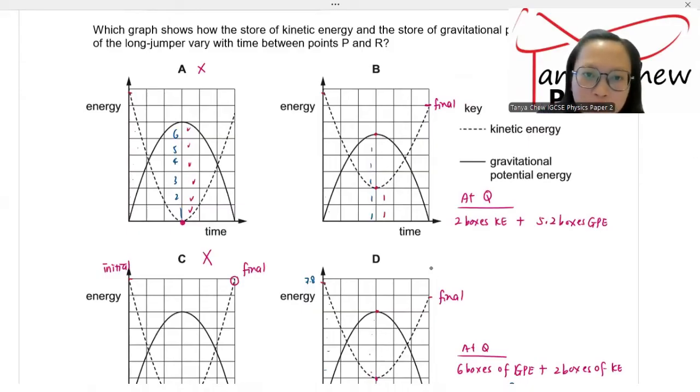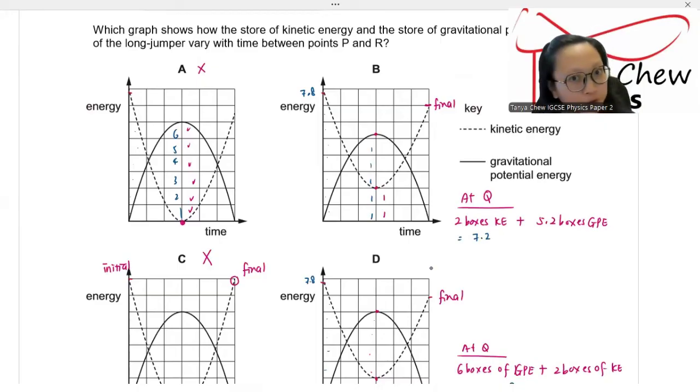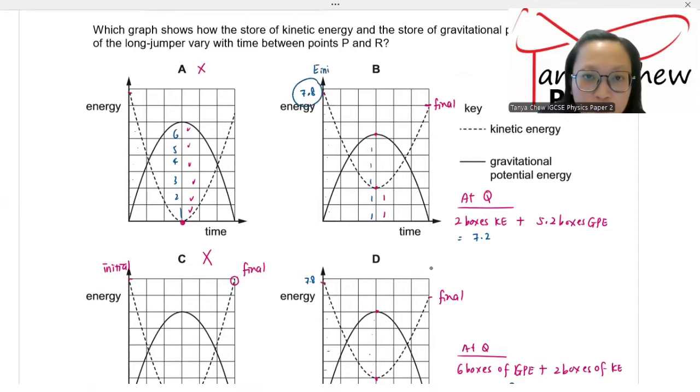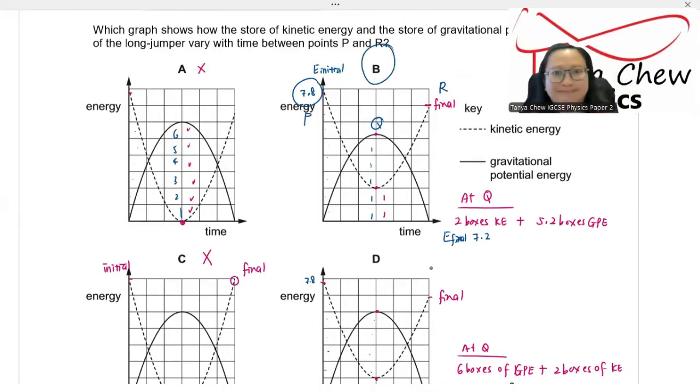So let us look at this one. I have 1, 2, 3, 4, 5, 6, 7. This is about 7.8. Look at the final energy, 2 plus 5.2. So it is about 7.2, right, of the total final energy, which is also true because this is called initial energy, which has to be larger than the final energy. This is called final energy at Q. At this point here, this is Q, this is all called R, this is called P. So the most logical answer is actually B.